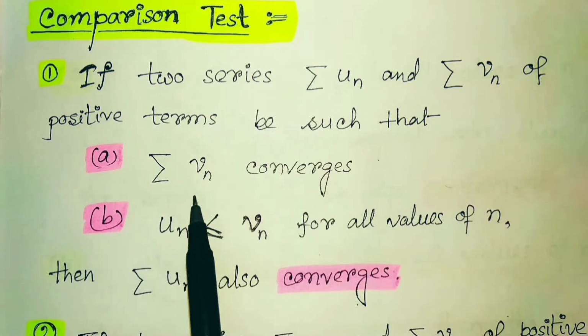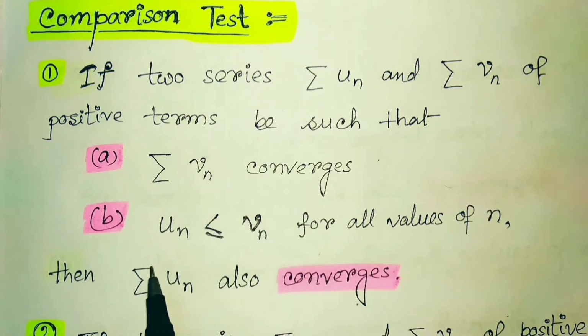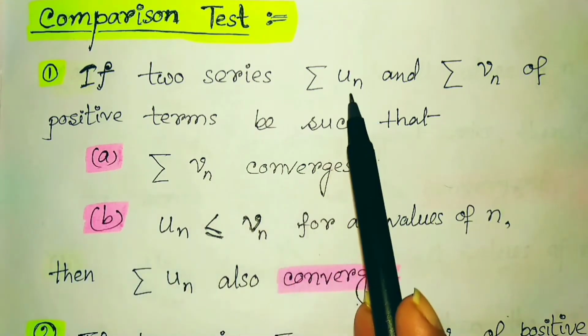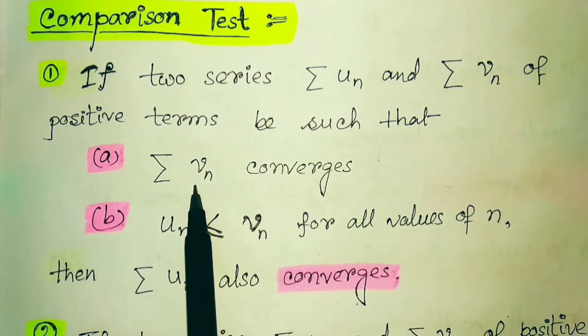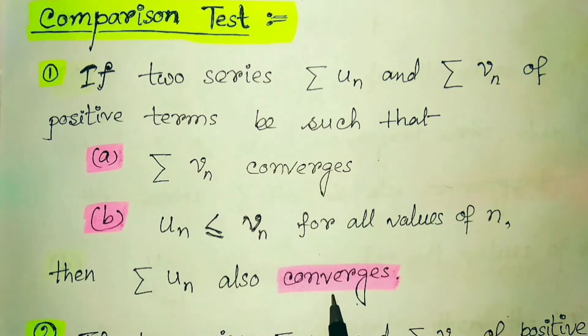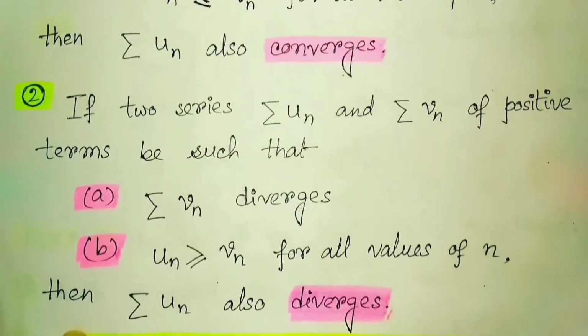That means we should know that vn is convergent, and if all the terms of the required series un are less than or equal to vn for all values of n, then we can say un also converges. That means if vn is convergent, then un is also convergent, provided this criterion is verified. Similarly, for divergence, we can say it in a similar way.